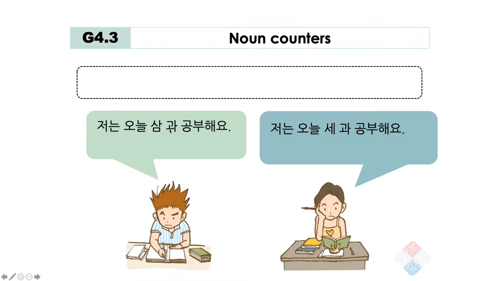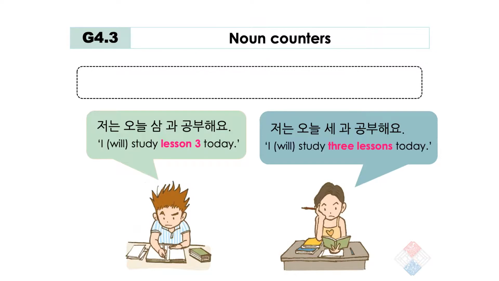So 과 is lesson. So the first one, 저는 오늘 3과 공부해요. This is sino number system. So when you talk about a certain lesson, then you use sino number system. So it's going to be, I studied lesson 3 today. But you use native number systems 세 when you count something. So you count lessons you study today. So, I studied 3 lessons today.